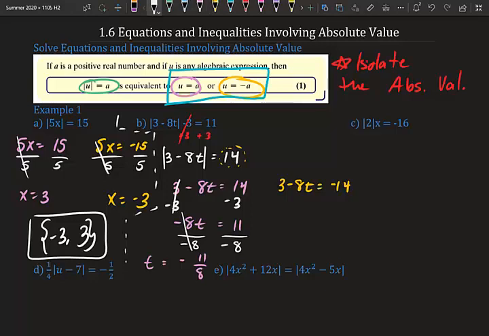Alright, so with our orange one, with our negative one, we're going to do the same exact steps. So we're going to subtract 3 from both sides. I kind of like this. You're just doing the same steps twice. So we have negative 8t equals negative 14 minus 3. That's negative 17. We're going to divide by negative 8. So now we have t equals, negative and negative become positive, 17 over 8. So we have our two solutions. I'm going to put them up on top in white. So our two solutions are negative 11 over 8 and 17 over 8.